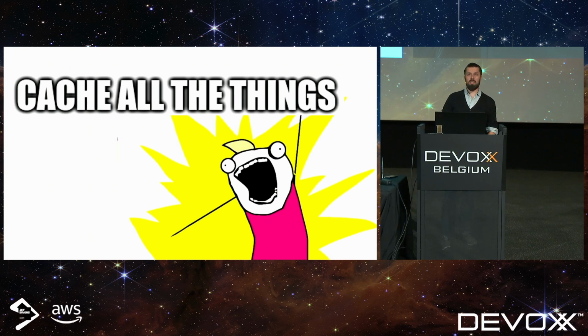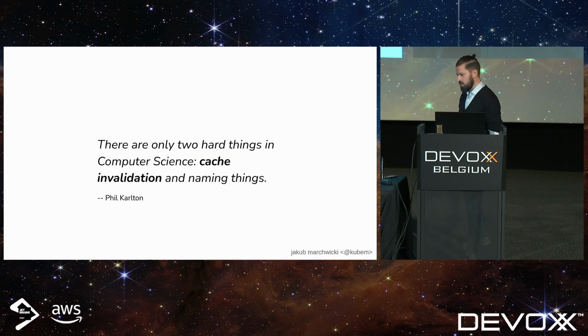And obviously he decided to cache all the things because he didn't know this real proverb that cache invalidation and naming things are the only 2 hard things in computer science. This is a real thing, and somebody really said that. But in Netscape times.